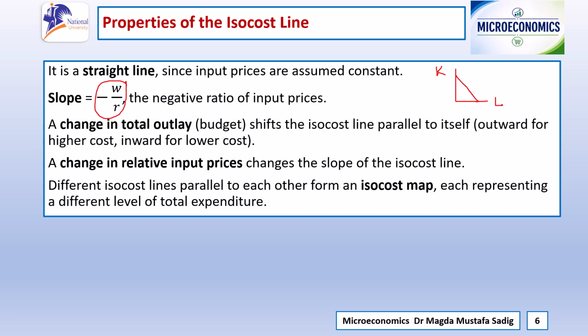This assumes that labor and capital prices remain constant, and its slope equals the negative ratio of input prices. This tells us how many units of capital must be sacrificed to hire one additional worker while maintaining the same total cost. Third, if the firm's budget increases, the isocost line shifts outward, like this.